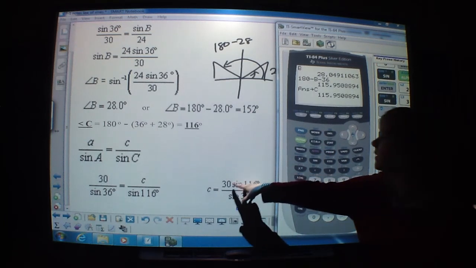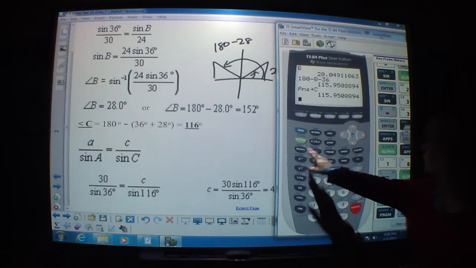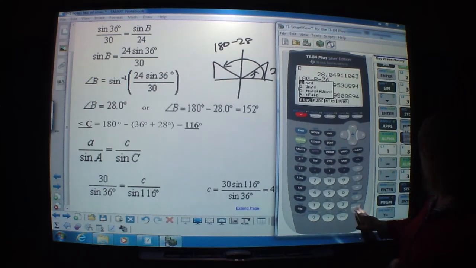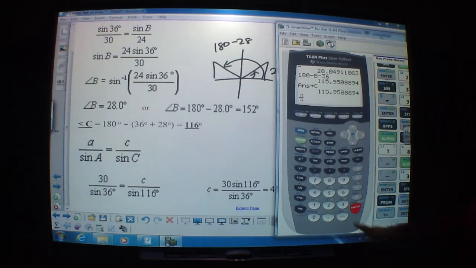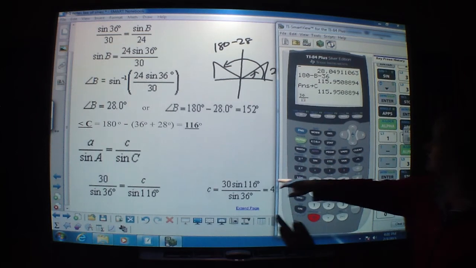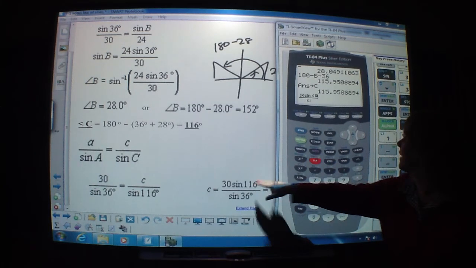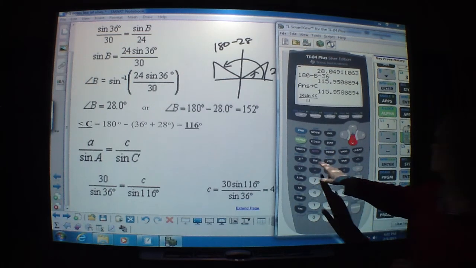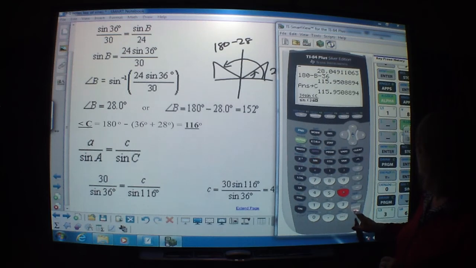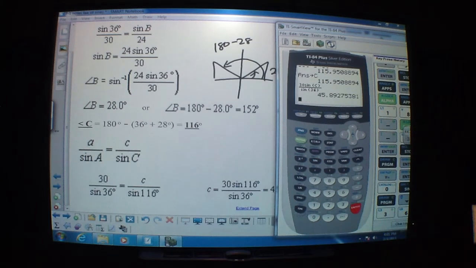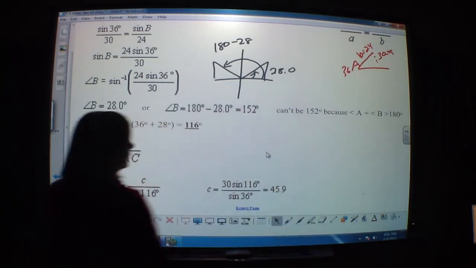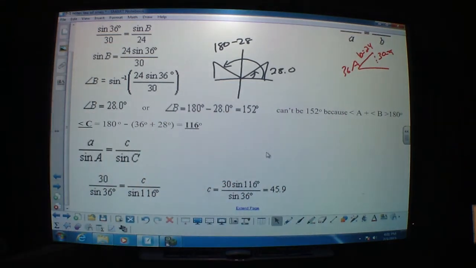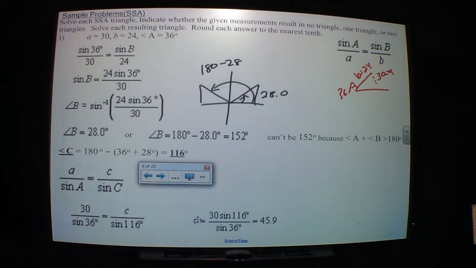And so I'm going to use it right here now. My fraction, 30, sine, that's angle C, so of C, over sine of 36. And you get 45.9. And that's what I had there. So you see how to put it in your calculator.